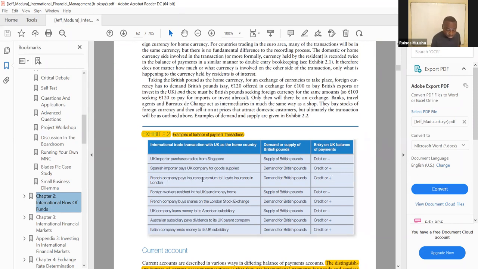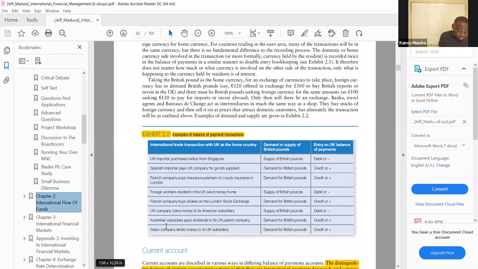Then a French company pays an insurance premium to Lloyd's Insurance in London. So it's a demand for British pounds, so it's a credit entry. Then foreign workers resident in the UK send money home. So it's a supply of British pounds, which means it's a debit entry. Then a French company buys shares on the London Stock Exchange. So there's a demand for British pounds, which means it's a credit entry. Then a UK company loans money to an American subsidiary. Because they want the US dollar, we're supplying British pounds so that we're able to get the US dollar. So there's a debit entry.